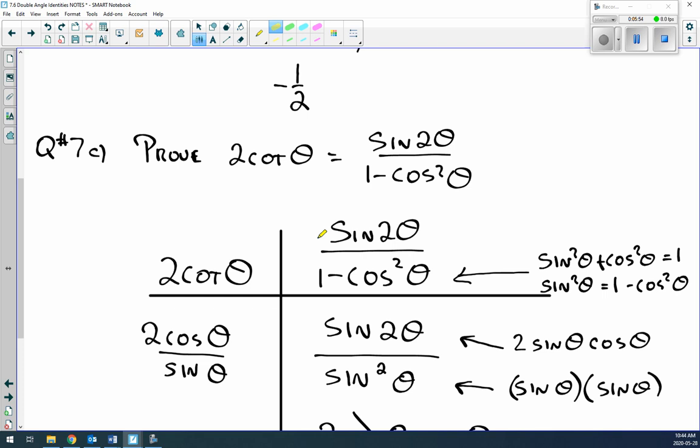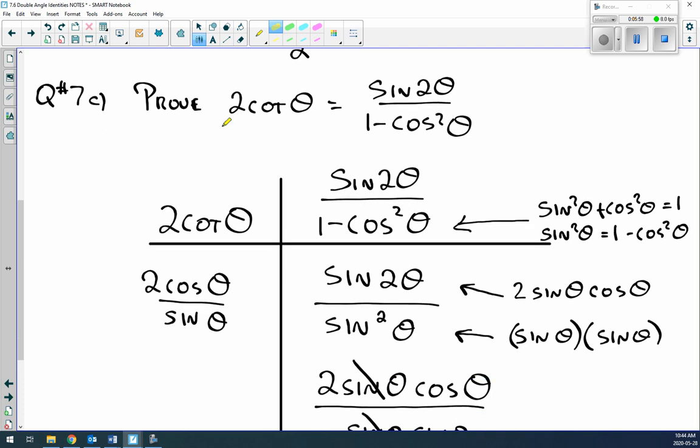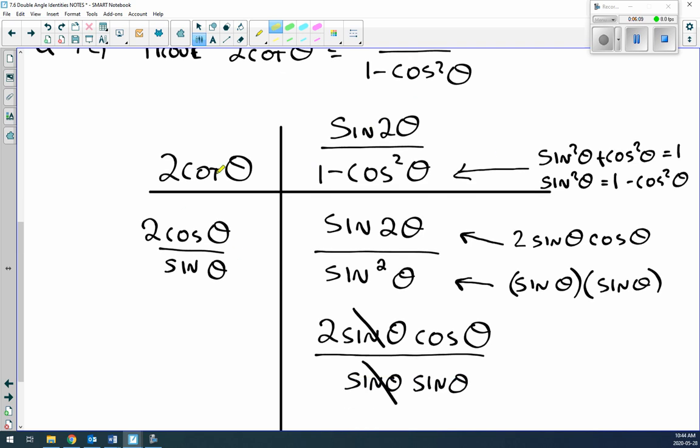Okay, 7C. Proof. We got a good old proof. So we got a cotangent and a sine 2 theta over 1 minus cosine squared. What are you going to work? Well, I'd work the right-hand side. It's more complex. So this cotangent, we just broke it down to cos over sine. Remember, cotangent is cos over sine.